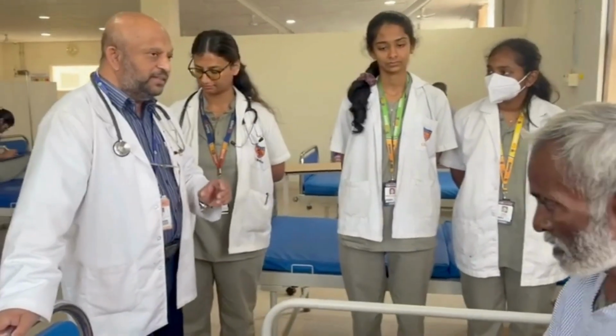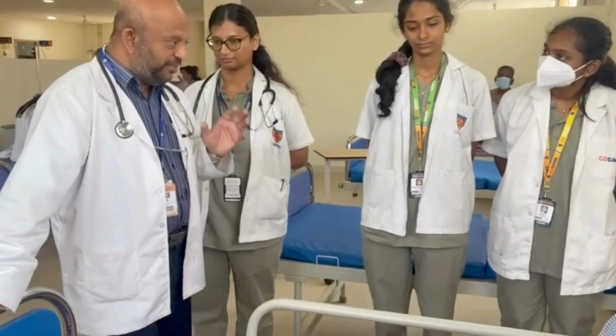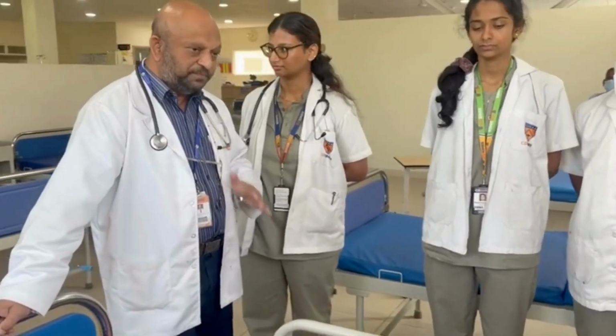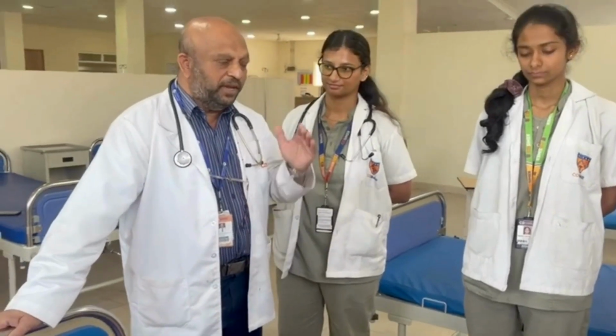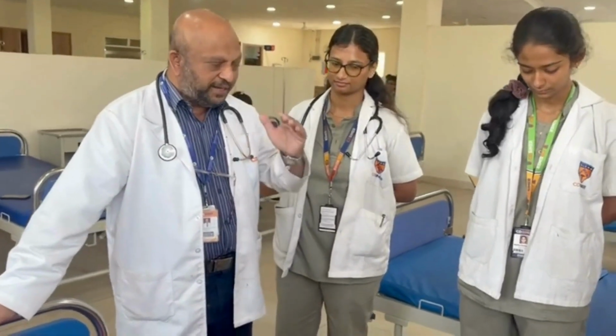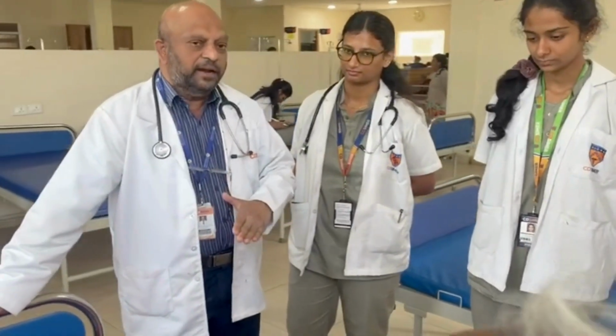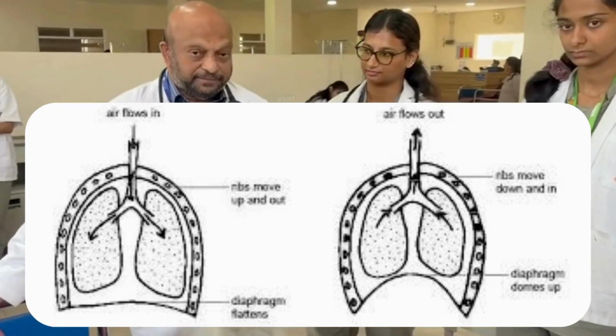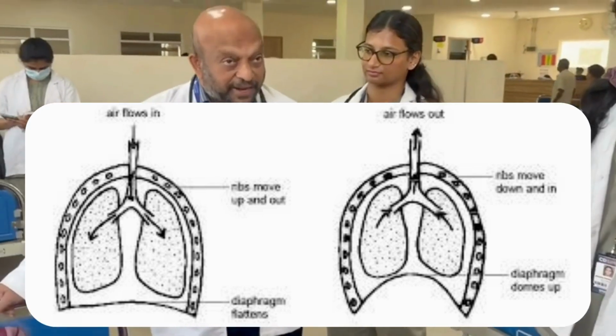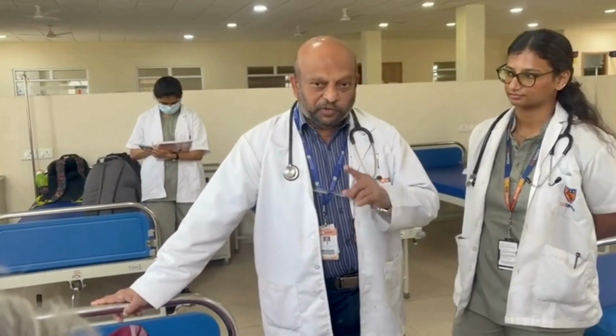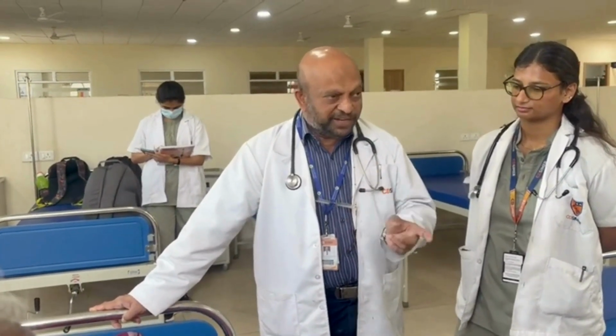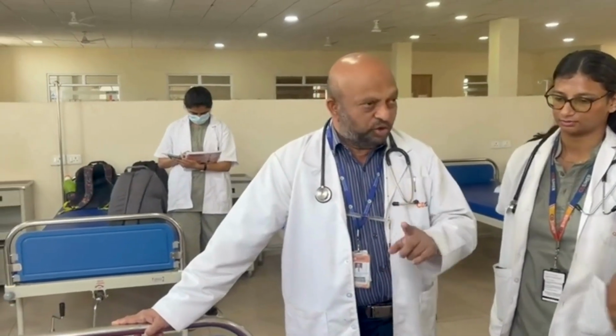What happens? Mainly we concentrate on the diaphragm. So the diaphragm, what happens? During inspiration, it pulls down the lung. And during expiration, the lung will pull the diaphragm up. So the shape of the diaphragm changes. During inspiration, it is flat. During expiration, it is dome shape.